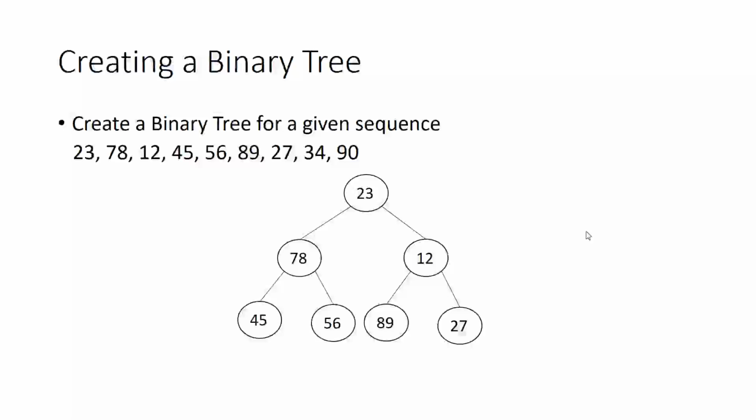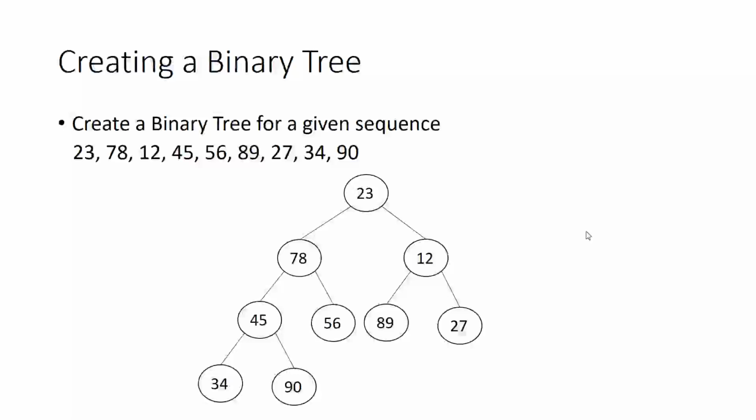Then we have 34 in the sequence. So 34 will be inserted as a left child of 45 and 90 as right child of 45. You can see how the binary tree is constructed, and we can say that this is a complete binary tree. When you are creating a binary tree this way, it will be a complete binary tree actually.